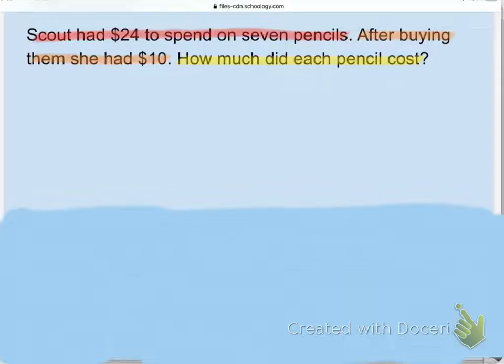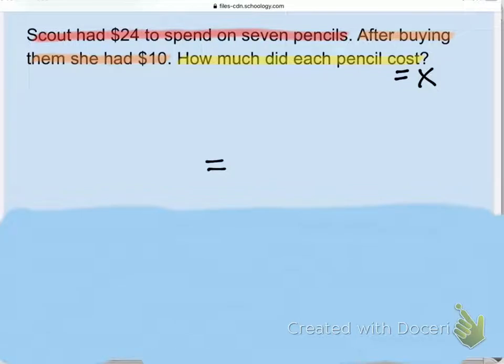So here, how much did each pencil cost? The yellow, exactly. How much? We don't know how much. It's the unknown. So, Scout had $24 to spend on 7 pencils. After buying them, she had $10. How much did each pencil cost?